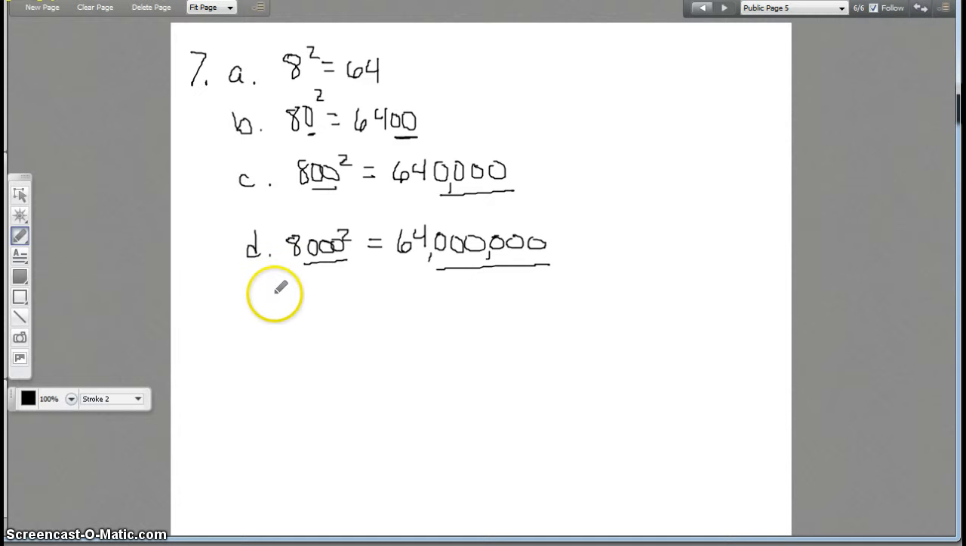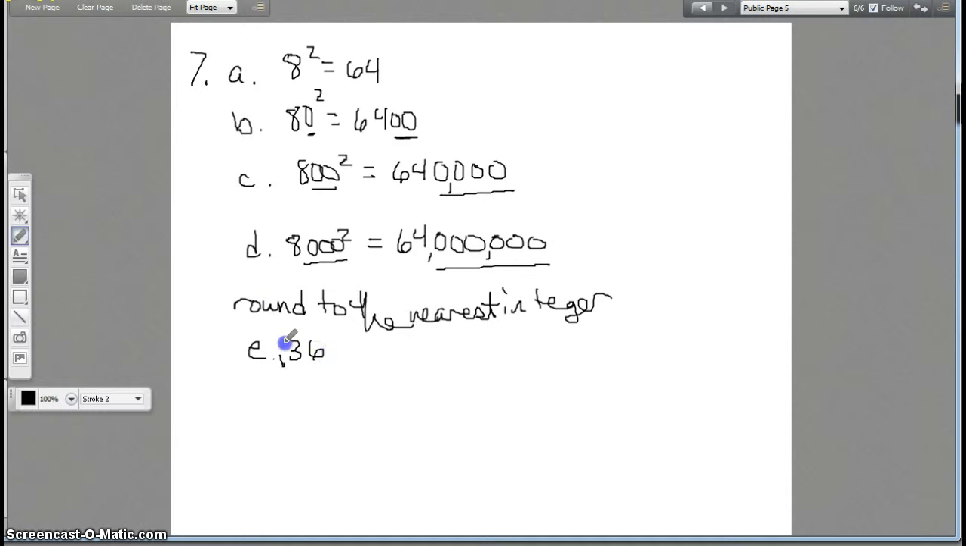Now the second part of number 7 says find the square roots of the following numbers, correct to the nearest integer. So round to the nearest integer. Okay, so we're going to look at part E, the square root of 36. If you take the square root of 36, that's just 6. Okay, what about the square root of 360?